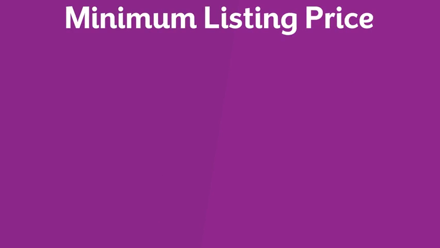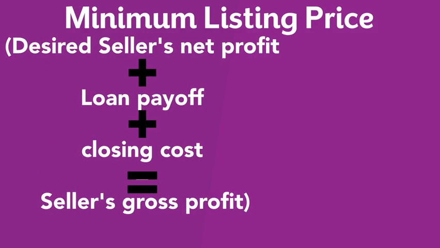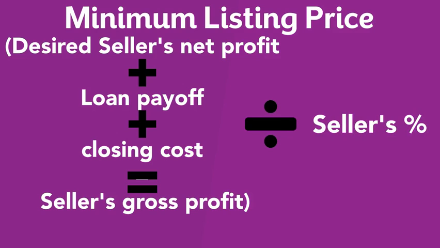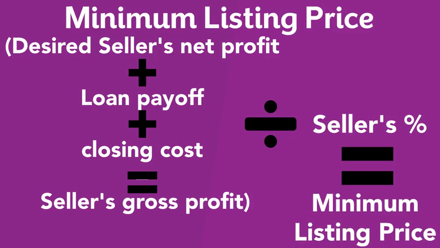The minimum listing price is the lowest amount that the seller can list the property for and still cover all of his expenses, commission, closing costs, and existing mortgage, and make the desired profit. Desired seller's net profit plus loan payoff plus closing costs equals seller's gross profit, divided by seller's percent equals minimum listing price.